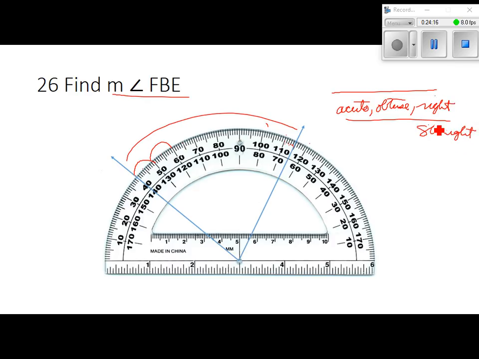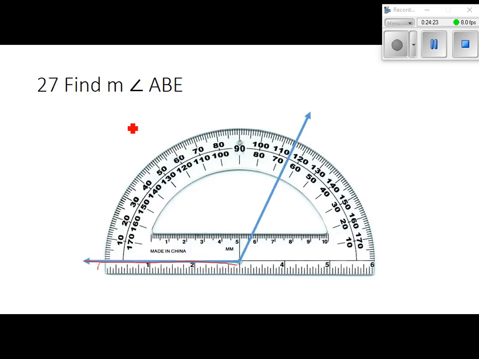Is it an acute angle? Is it an obtuse angle? Is it a right angle? Is it a straight angle? So you've got to make that decision for that one.